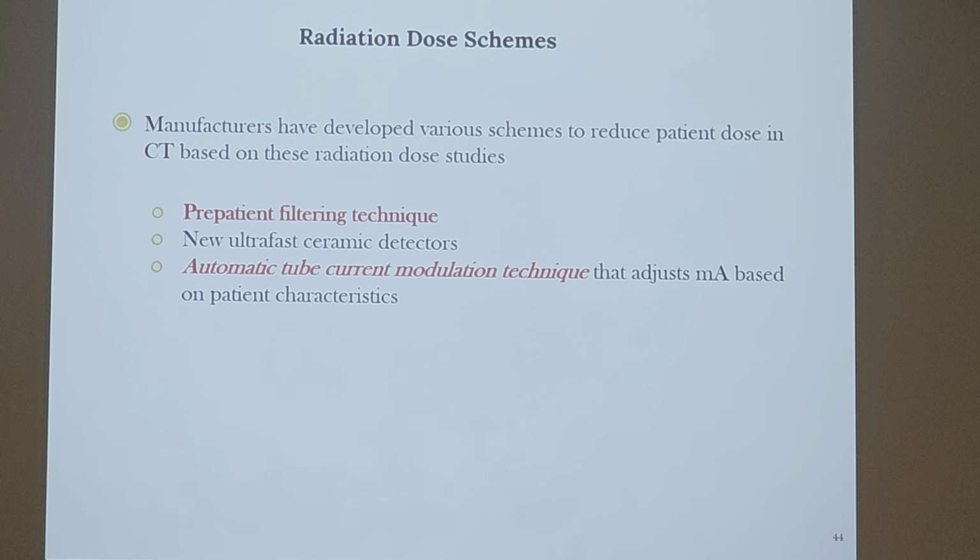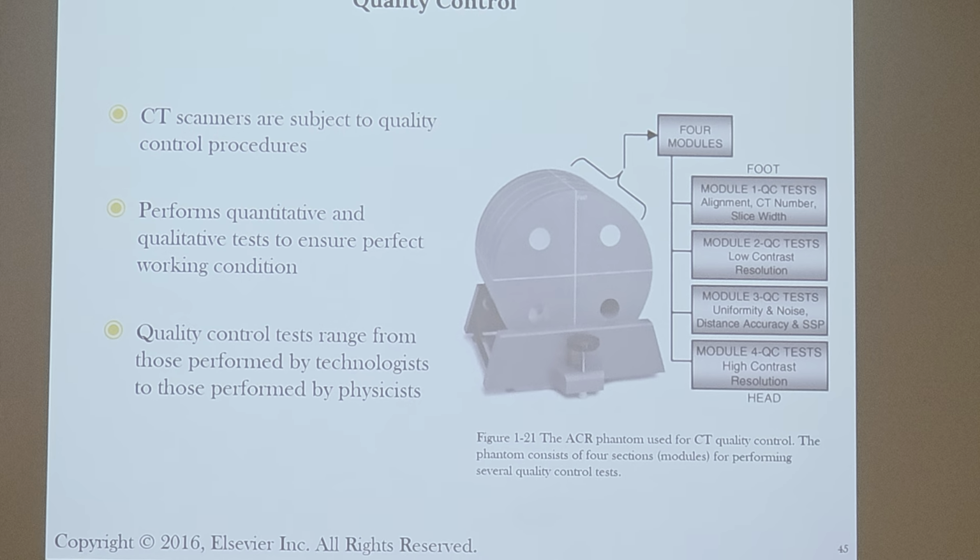The radiation dose schemes, you guys have kind of looked at this. You have the slides, you can go back through it, but really pre-patient filtering technique is going to be important. So just aim the X-ray, because again, it's a fan beam. We know that the areas out to the side are going to have more opportunity for Compton scatter. So having these filter opportunities are going to be essential, and we'll talk about those filters.